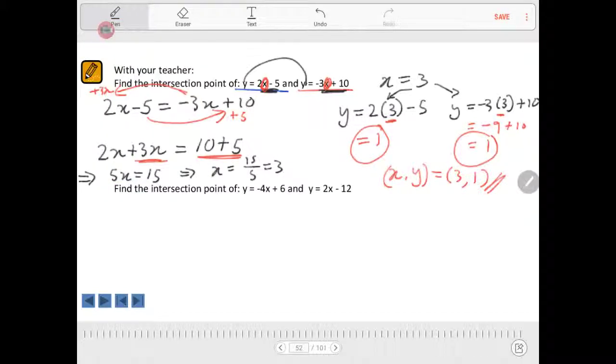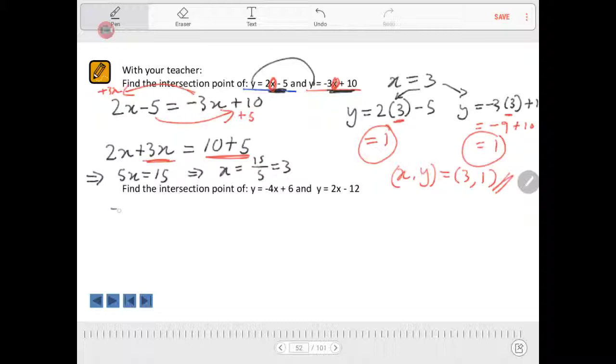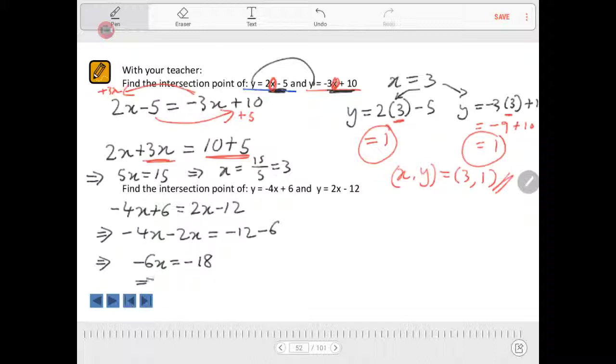Okay, I'm going to do it now. So first I make those equal. Negative 4x plus 6 equals 2x take 12. And then on the next line, negative 4x, I'm going to bring that 2x over and get negative 6x. Bring that positive 6 over and make negative 18. So that means negative 6x equals negative 18. So x is negative 18 over negative 6, 3.